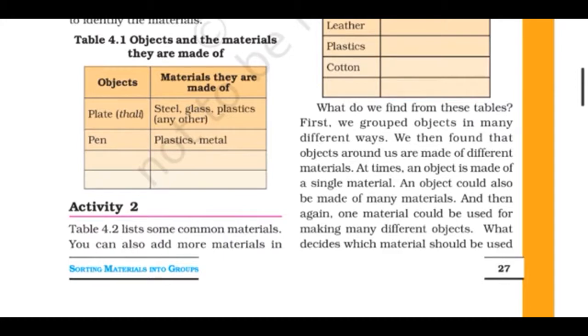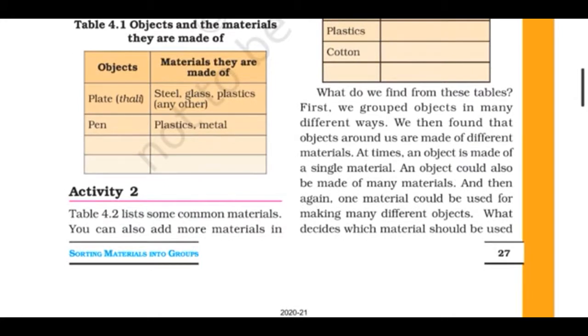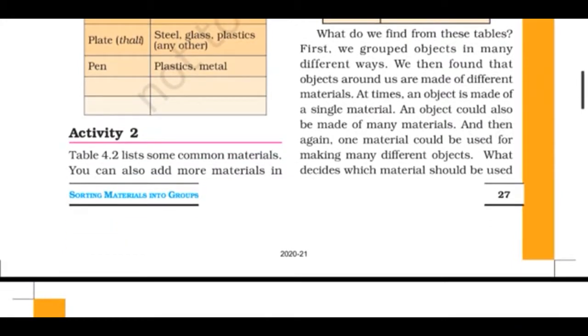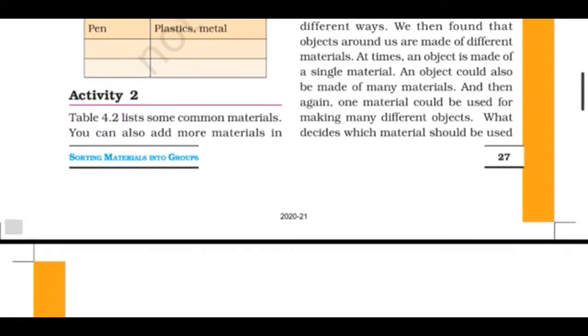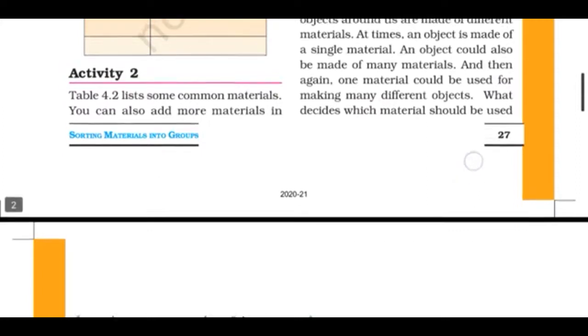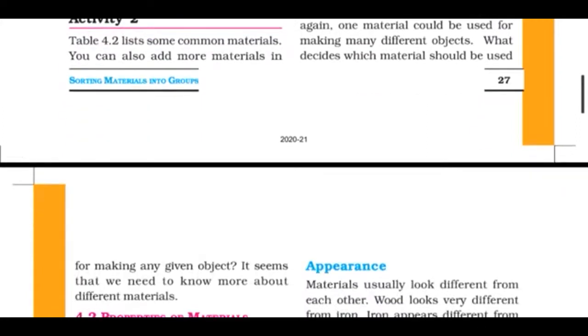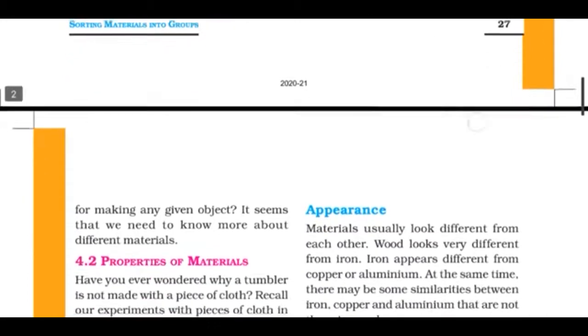And what do we find in these tables? First, we group objects in many different ways. We found that objects around us are made up of different materials. That only I told you. At times an object is made of a single material, an object could also be made of many materials, and then again one material could be used for making many other different objects. Which material should be used for making any given object? It seems that we need to know more about different materials.